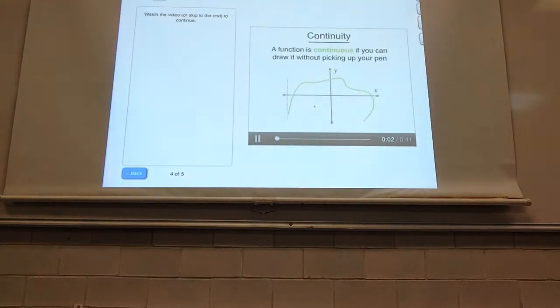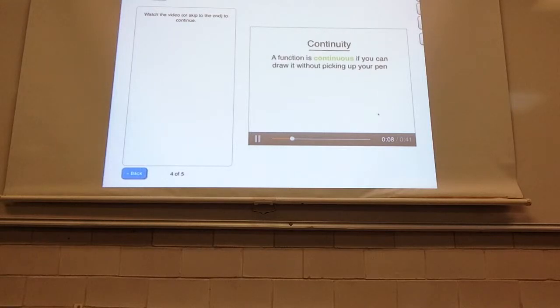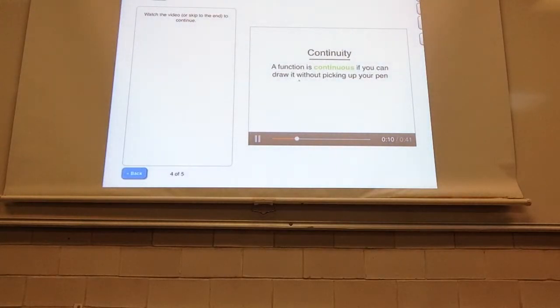Yeah, that was a trick question. This curve isn't even a function since it fails the vertical line test over here. So a function is continuous if you can draw it without picking up your pen. Otherwise, the function is discontinuous. This is a good working definition for continuity. We'll come up with a more formal definition a little later.